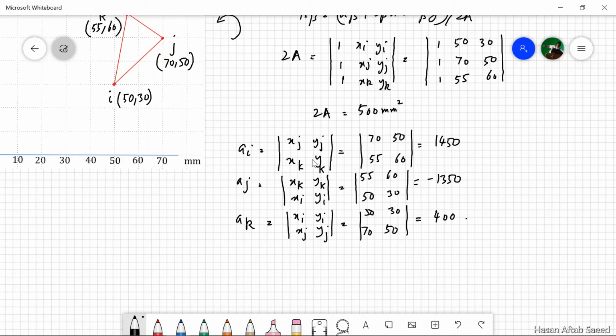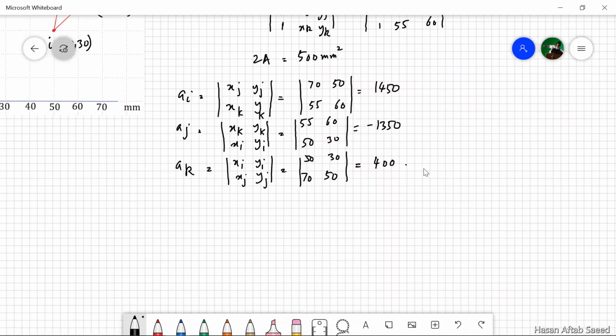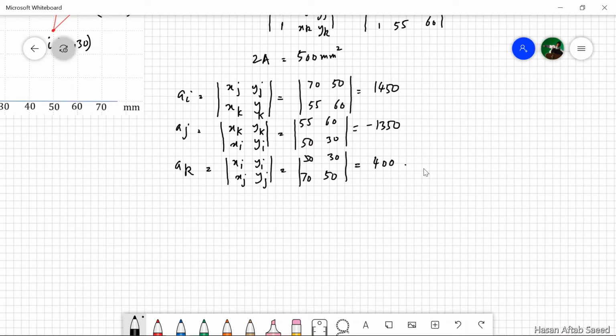Now there's a check whether you have calculated the A's correctly, and that is add them all together and they should be equal to 2A. Let's add them together. 1450, 400, minus 1350. You have AI plus AJ plus AK is equal to 500, which is indeed equal to 2A. So we are going the right direction.